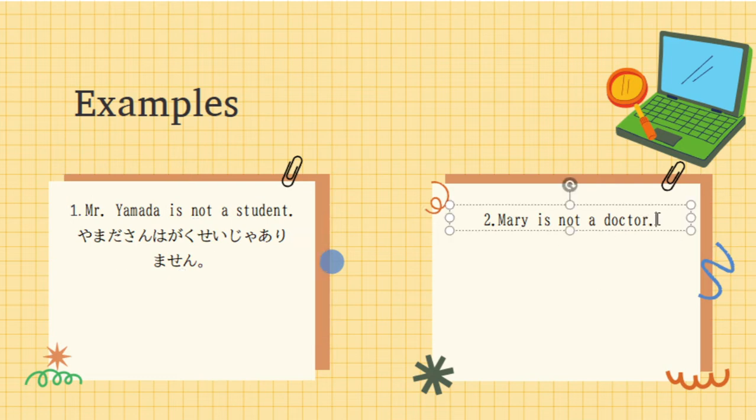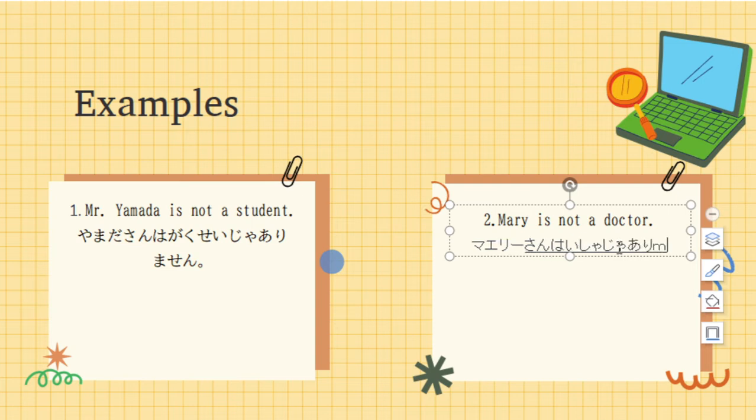For our next example, we have Mary is not a doctor. Mary is a foreign name, so we will use the katakana. So Mary. Mary-san wa isha ja arimasen. So that is the negation.